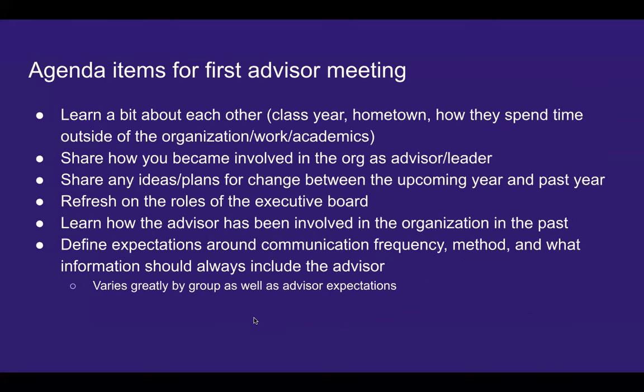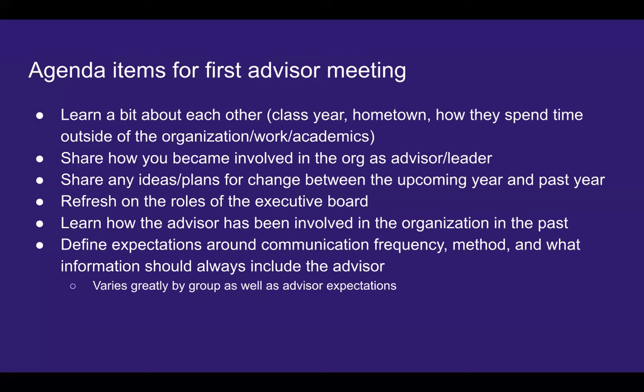When thinking through that first advisor meeting, of course, you want to build that rapport. So, share your class year. Where are you from? How do you spend your time when you are not doing Northwestern related things? And ask your advisor to share those things as well. Share how you became involved in the org as a student leader or as a general body member at one time, and ask them to share how they became the advisor of the organization.